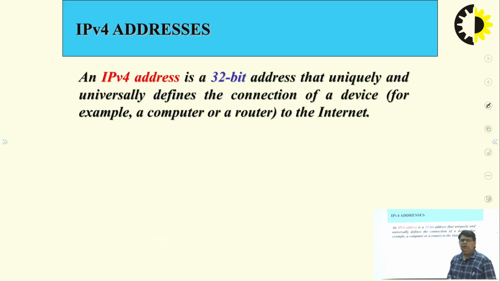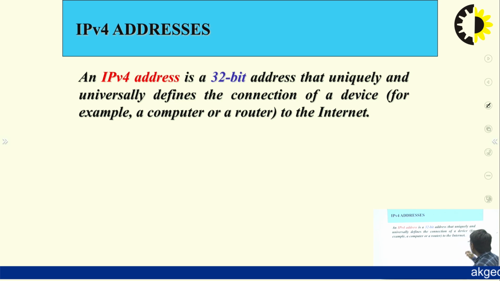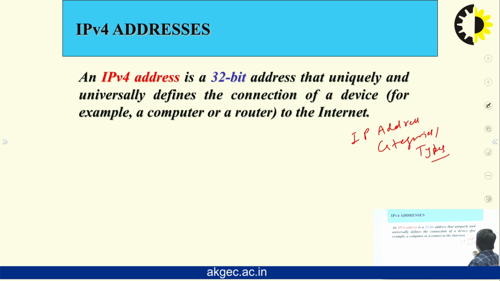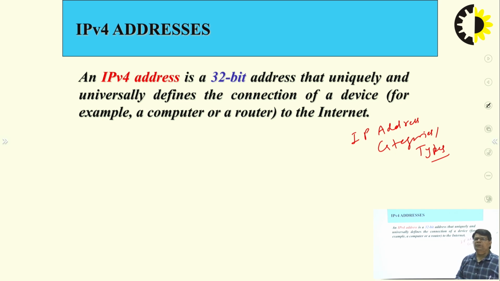So the next important topic that we are going to cover is IP addressing: IP address categories or types. Basically, we know that any device, for example a mobile or a computer, that is connected with the network is always assigned an identity. That unique identity is known as the IP address.